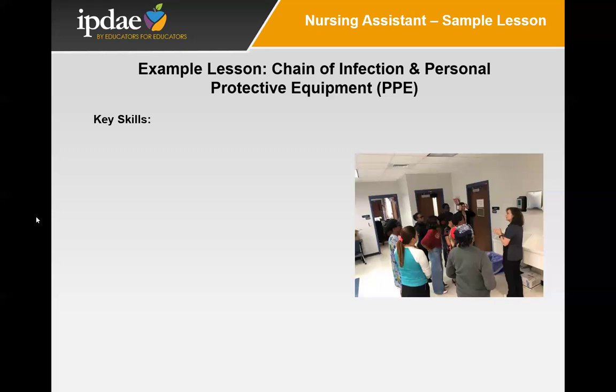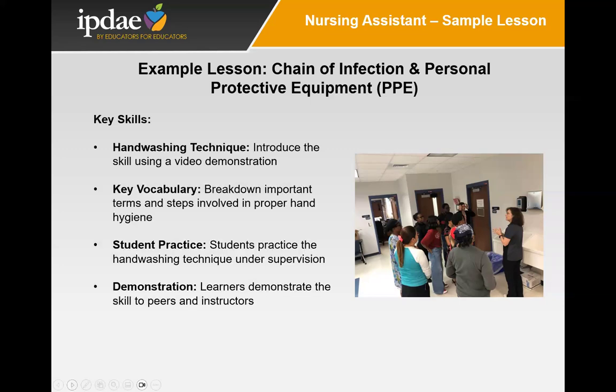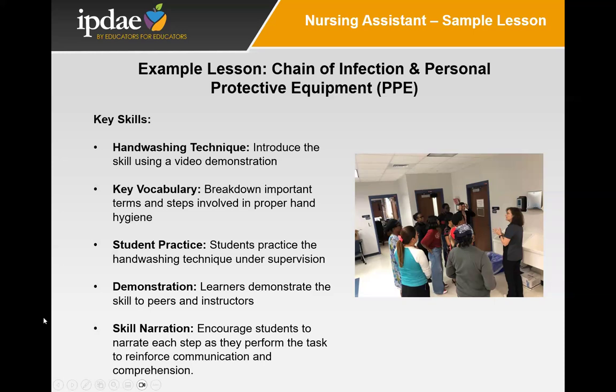So knowing that the nursing assistant class must teach technical, clinical skills and communication in tandem, let's look at one lesson that demonstrates this. In this example lesson, the students are learning about the chain of infection and personal protection equipment, which we call PPE. So what they're going to be doing is watching a video that introduces the skill of hand washing. In our everyday lives, we know hand washing is important, but to a nursing assistant, it's a crucial skill that follows specific protocol. And even the skill of hand washing is something that's tested.